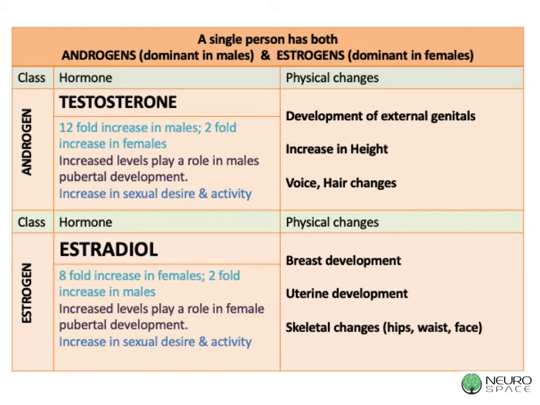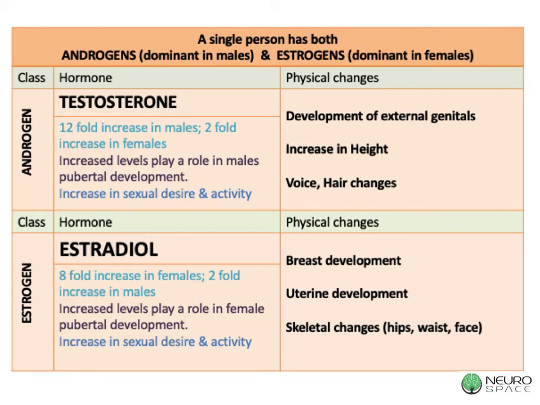You will see that each individual has both male sex hormones and female sex hormones. The main class of male sex hormones is androgens, and the main hormone of that is testosterone. There is a 12-fold increase in males and a 2-fold increase in females after puberty. The physical changes resulting from this are the development of external genitalia, increases in height, voice changes, and hair changes.